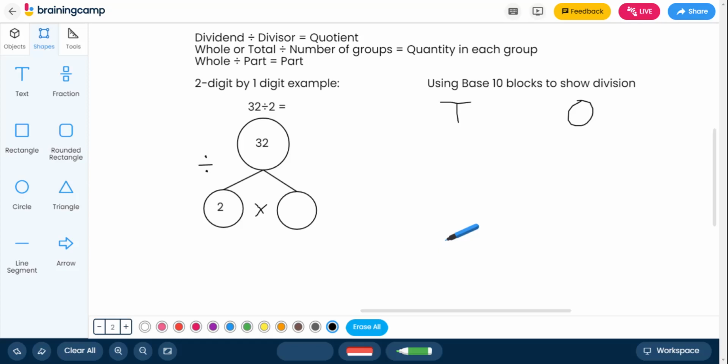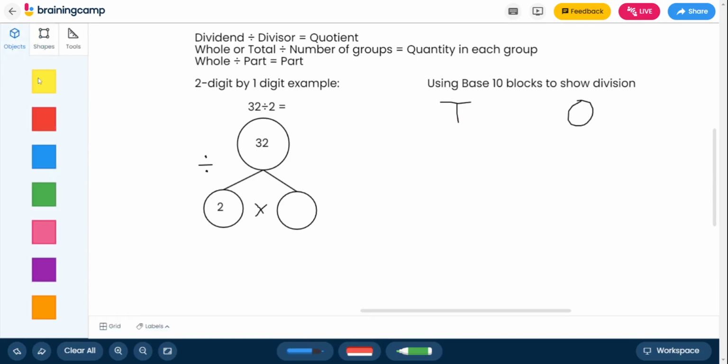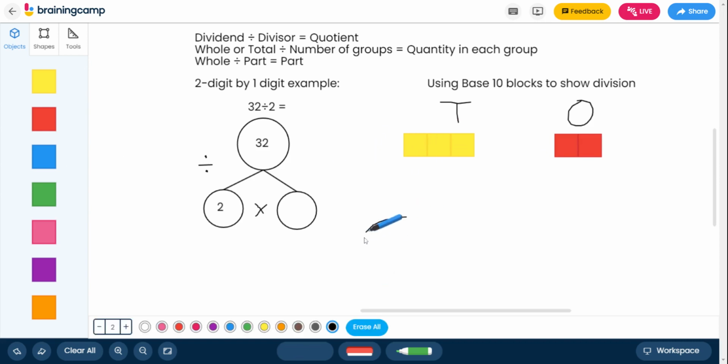Now in this case, the example that we're using is 32 divided by 2. Notice that our tens place digit is 3, therefore it's made up of 3 tens, and our ones place digit is 2, which is of course 2 ones. The digit 3 is greater than 2.